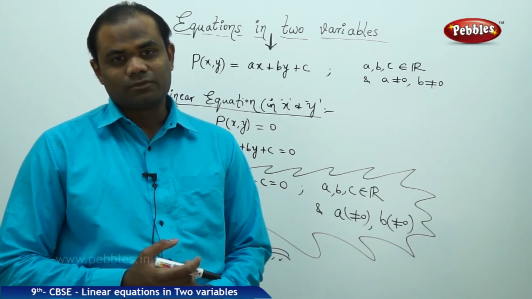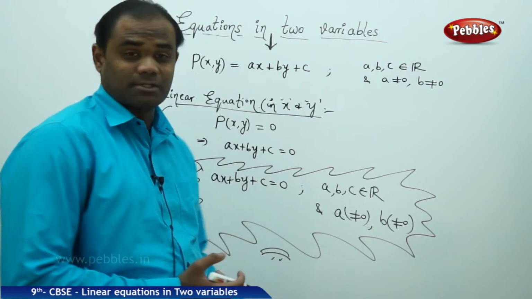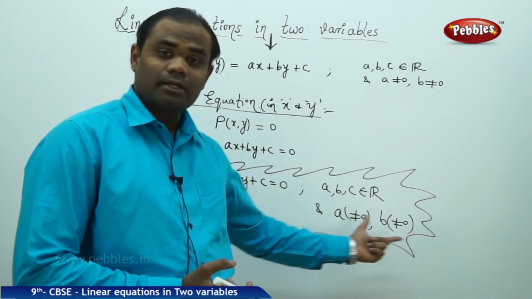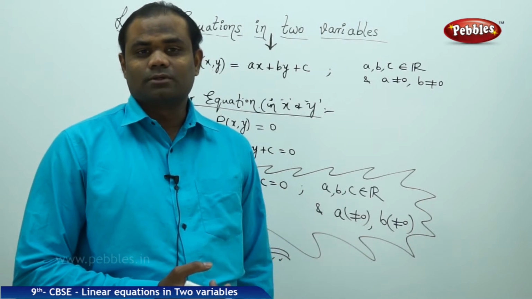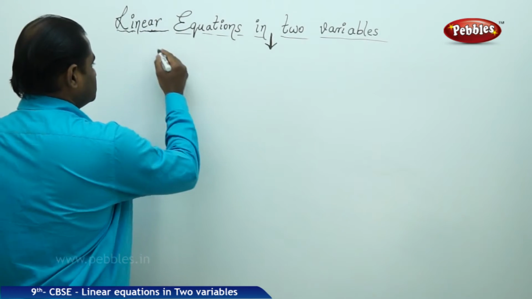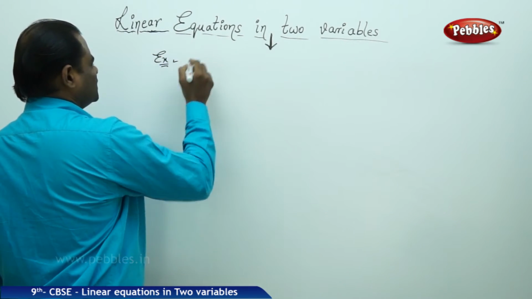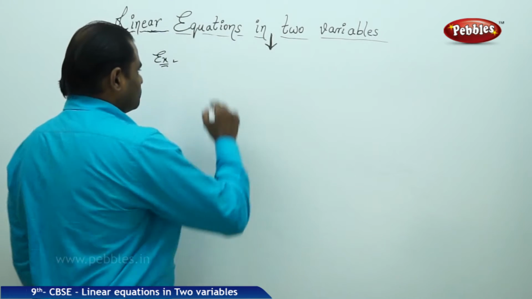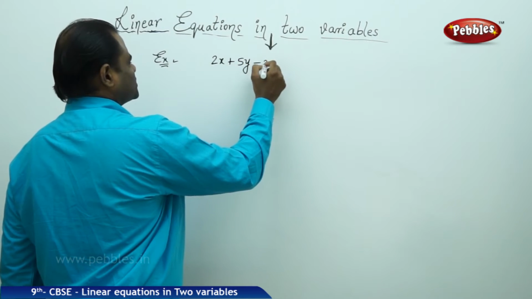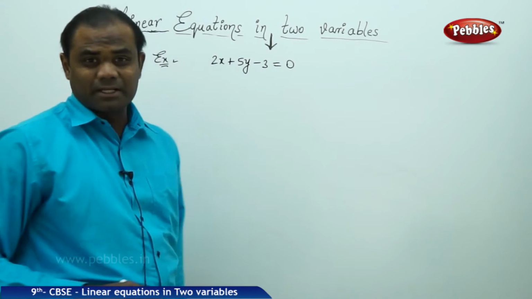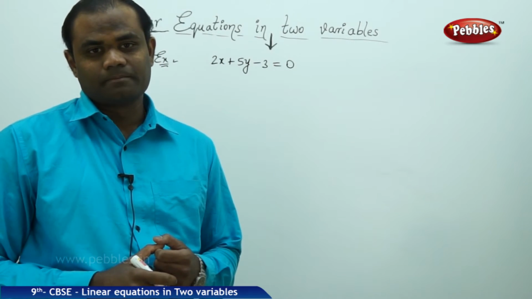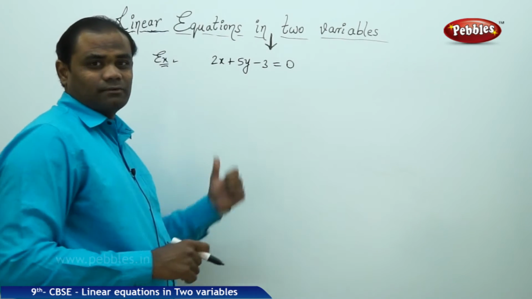Linear equation in two variables x and y: ax plus by plus c equal to 0, where a, b, c belong to R, and a not equal to 0, b not equal to 0. This is how I define it. For example, I take an equation in the form 2x plus 5y minus 3 equal to 0, and let's test whether this is a linear equation in two variables x and y. Initially I test with rule 1.